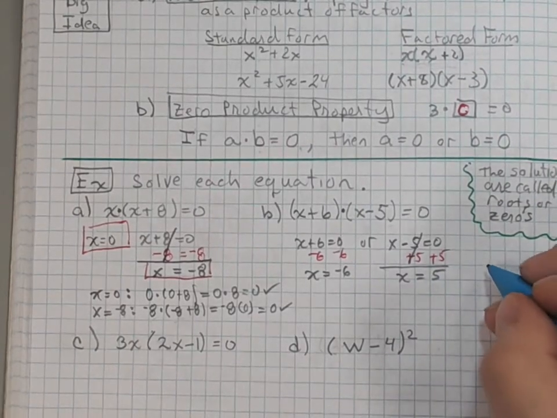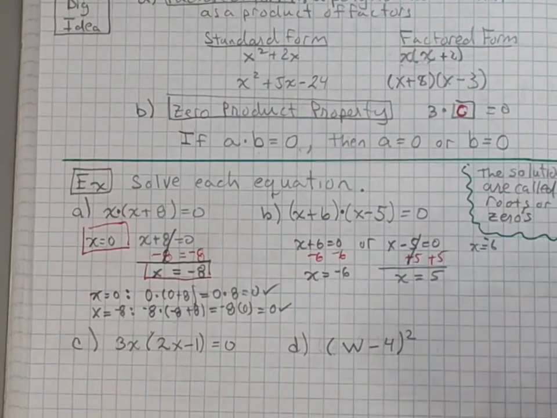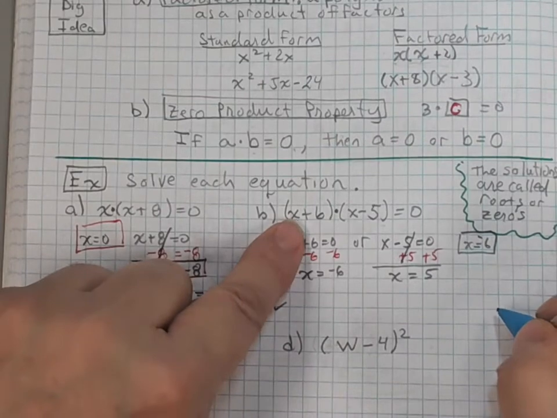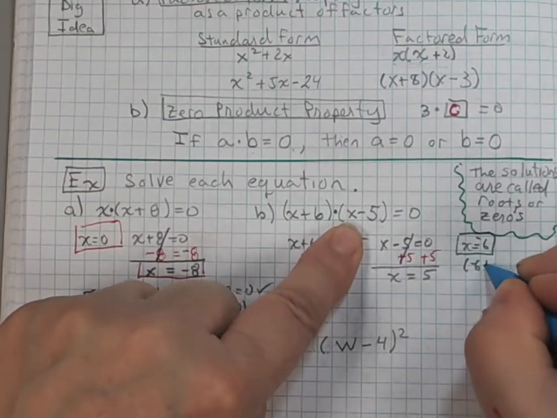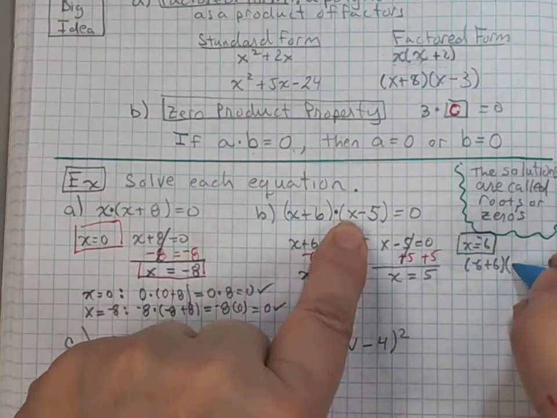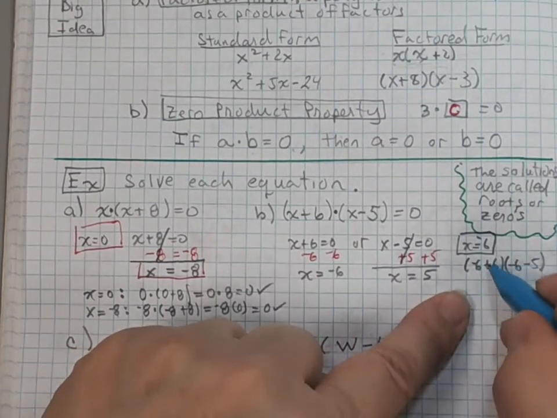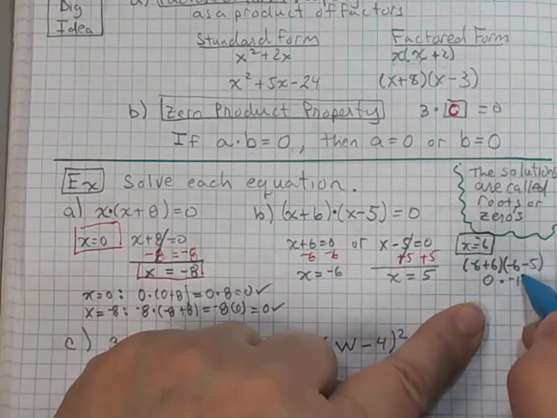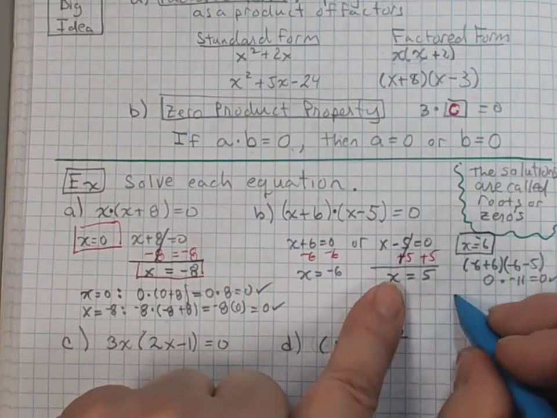All right, let's do a check step. All right, what if x is negative 6? Let's plug it in. X equals negative 6. And let's see what happens. All right, negative 6 goes in here and in here. So negative 6 plus 6, and then negative 6 minus 5. All right, this part right here is 0. 0 times negative 11. Well, that product is 0. Check.